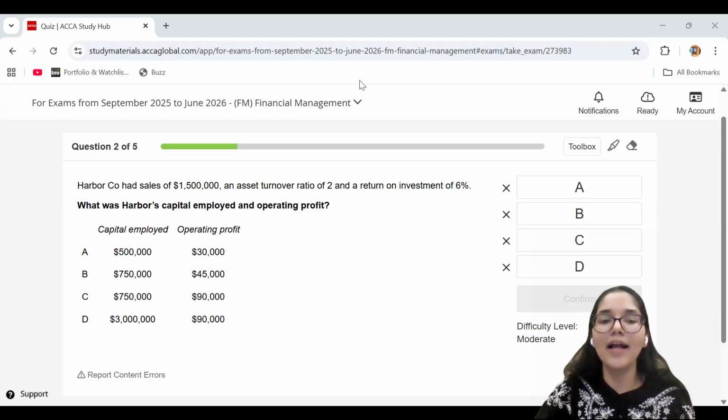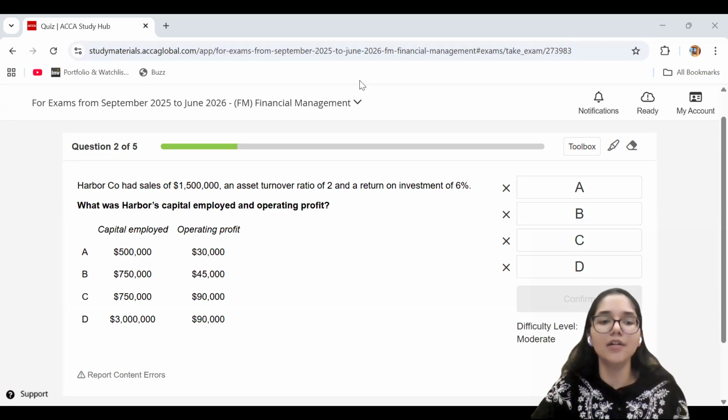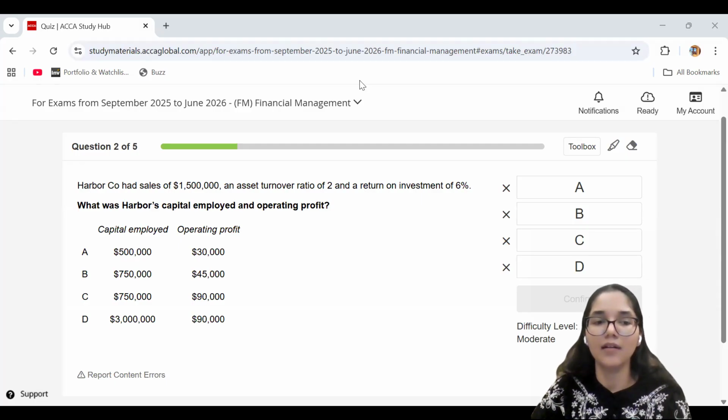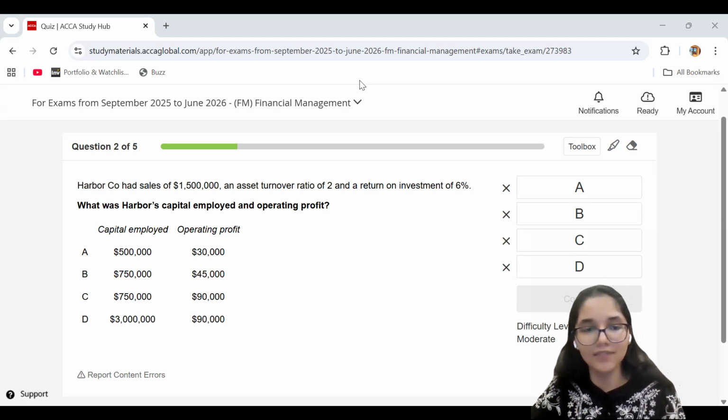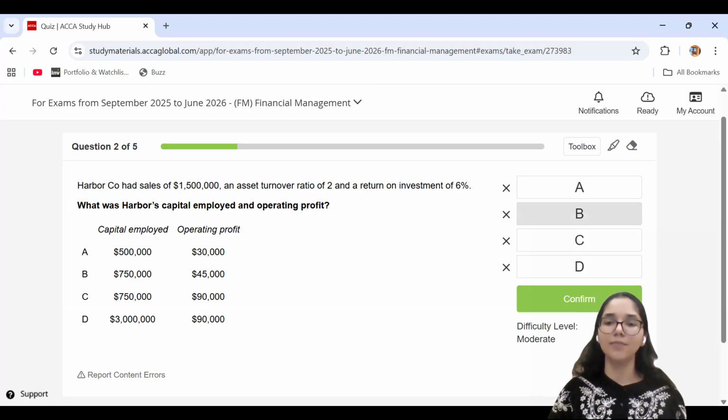Then we are also supposed to calculate the operating profit. For return on investment, what is the formula that we have learned? It is operating profit upon capital employed. So the capital employed I have calculated as 750,000, my profit will be 6% of 750,000. What is 6% of 750,000? Have your calculators ready with you? It is 45,000. So that means our answer is going to be option B. Are you all with me? Should I proceed to the third question?